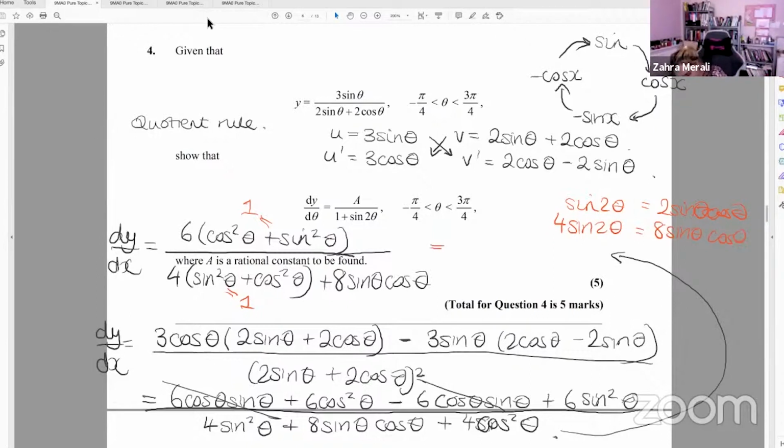So now let's replace all that. We'll get 6 on the top. On the bottom, we get 4 plus 4 sine 2 theta. We want to end up with 1 plus sine 2 theta, so we're going to take 4 outside of the bracket, 1 plus sine 2 theta. We've got 6 on the top. We bring that 4 to the top, and we end up with 6 over 4, which is just 3 over 2, 1 plus sine 2 theta. So in this case, your A equals 3 over 2. Right, that's a bit messy, but I hope that makes sense. So using the quotient rule, and then you're using your trig identities.